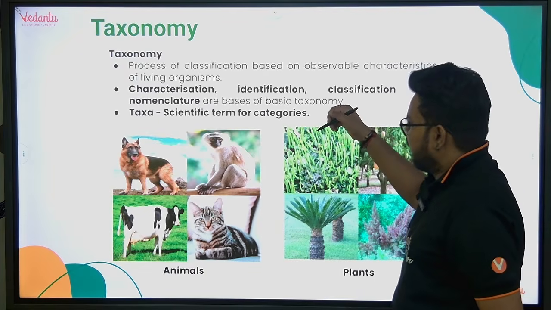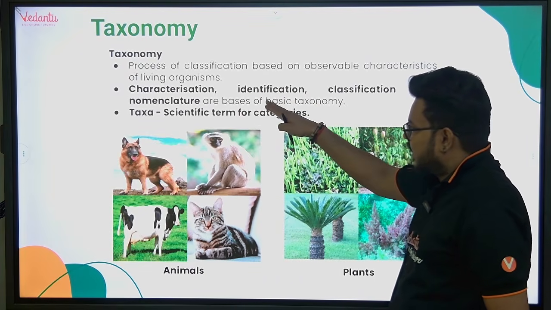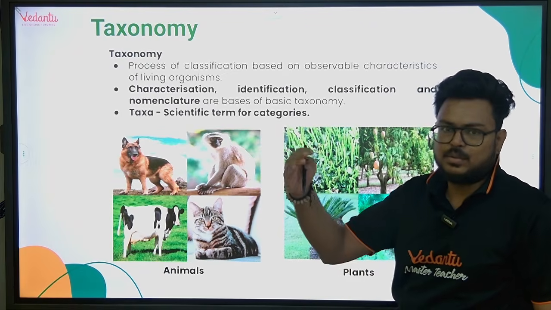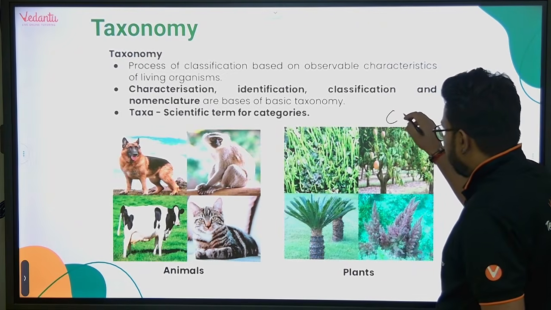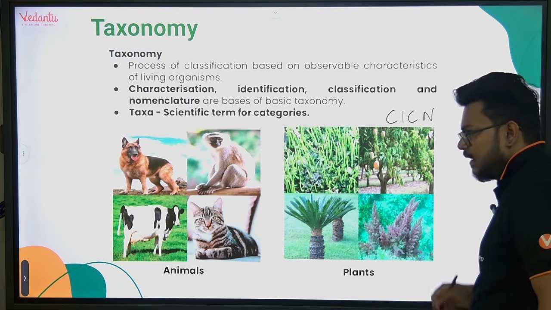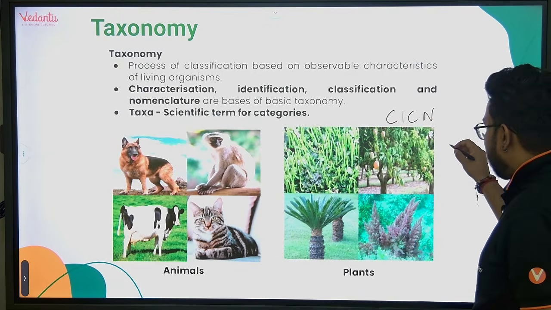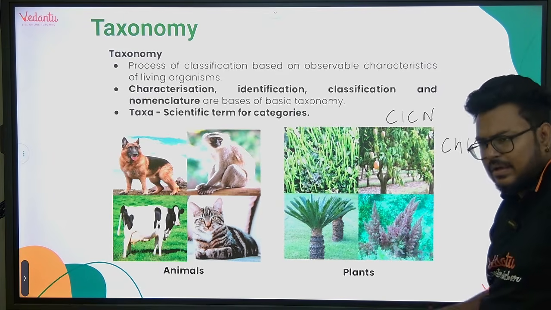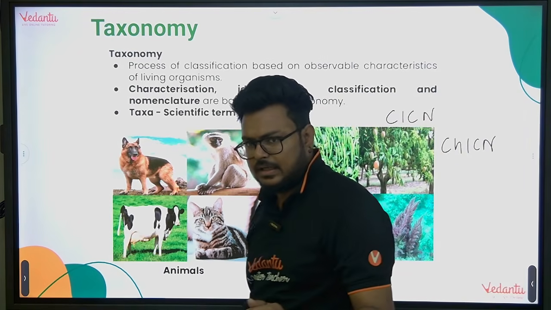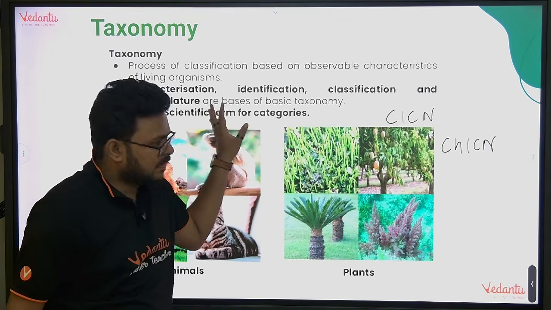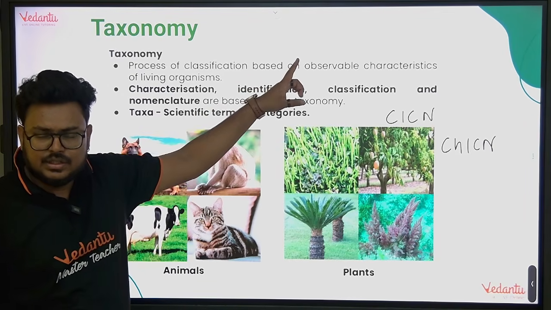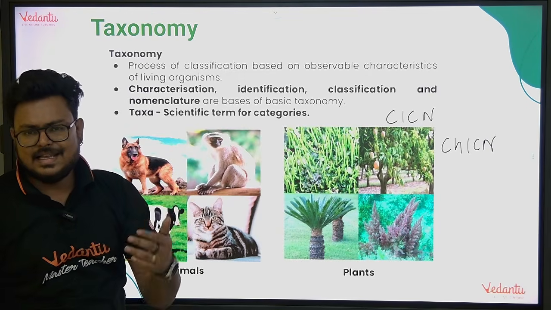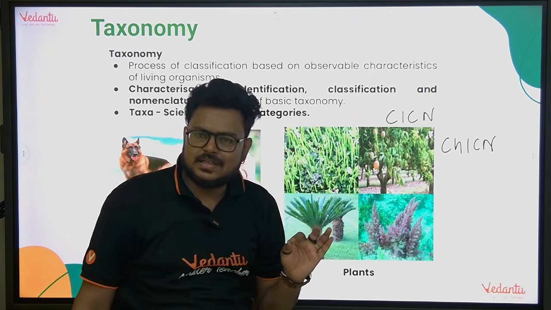So again I am repeating: characterization, identification, classification and nomenclature. These four things majorly form what? Taxonomy. You should know the sequence CICN, okay, or we have double C's, so you can simply mention CCIN. Whatever you want, make a trick for this, and you should remember the sequence properly. Characterization, identification, classification and nomenclature. Or CICN is also fine, because you have to remember one thing first.